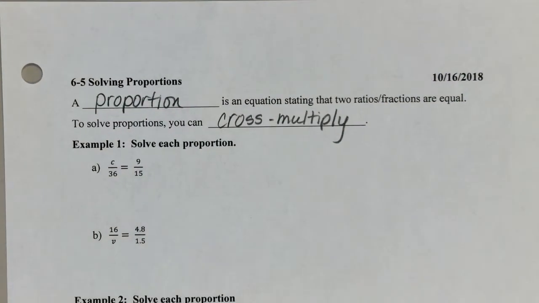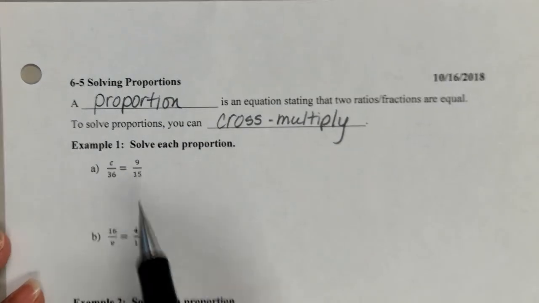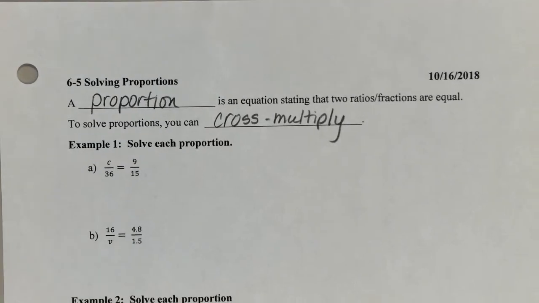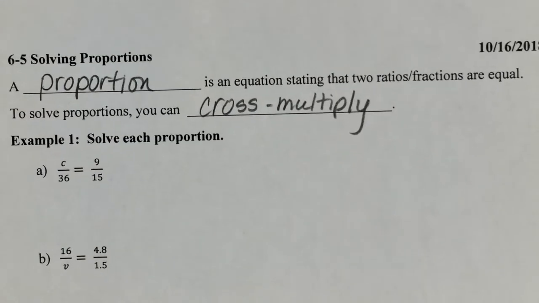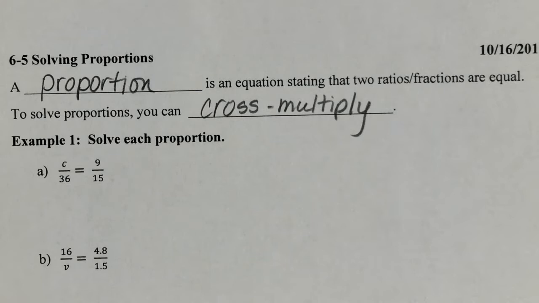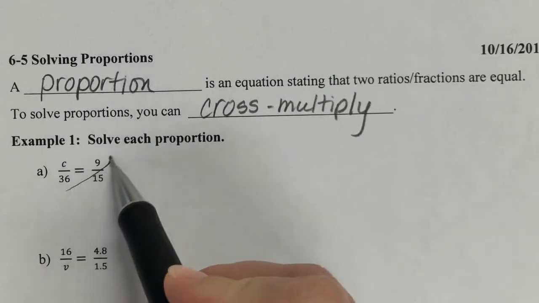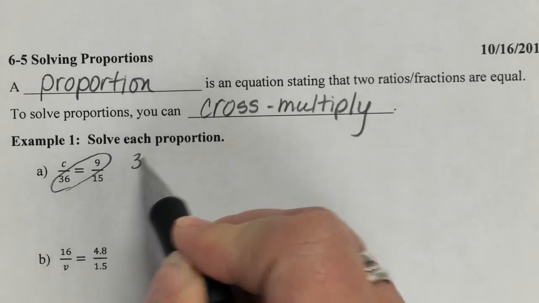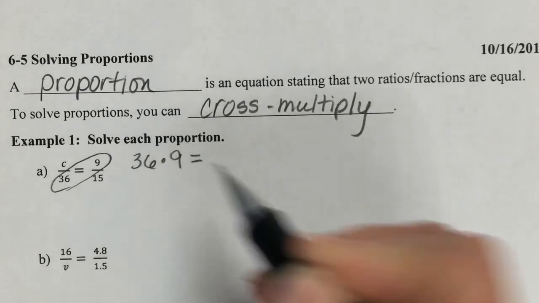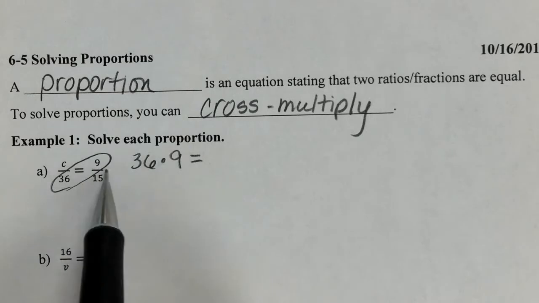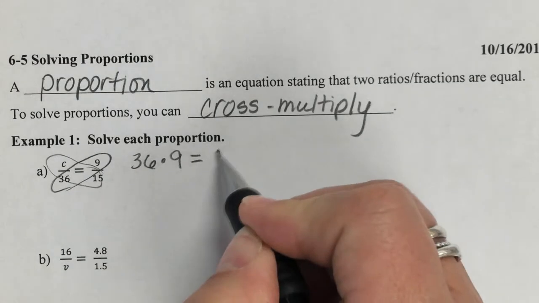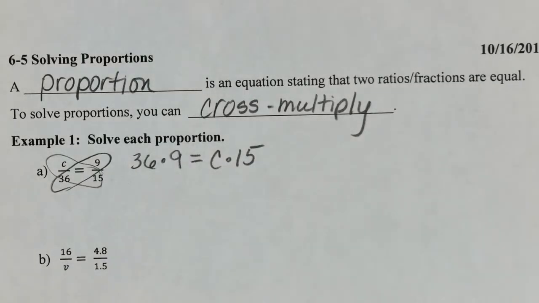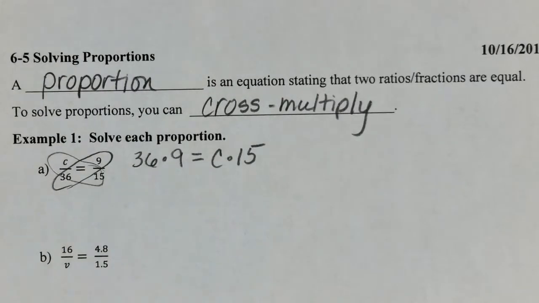Okay, so let me show you what that's going to look like, and hopefully you'll remember this from last year. When you have two fractions set equal to each other, that's a proportion, and that's your clue that you can solve them by cross multiplying. So 36 times 9 forms one side of your equation, and then we cross multiply the other way, c times 15, and that forms the other side of our equation. Then all we need to do is simplify.